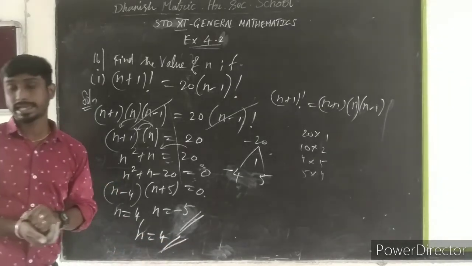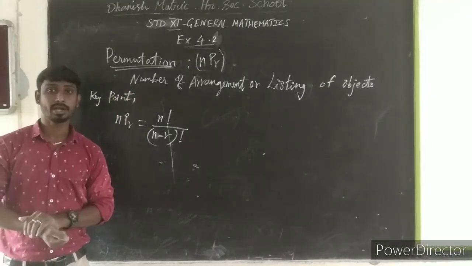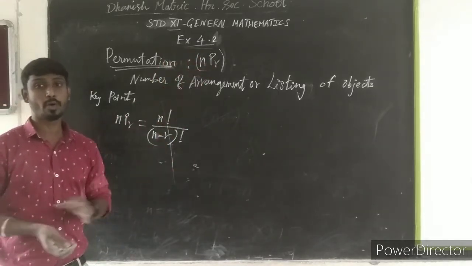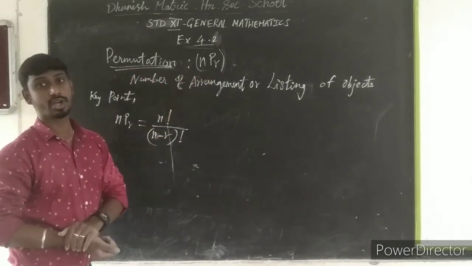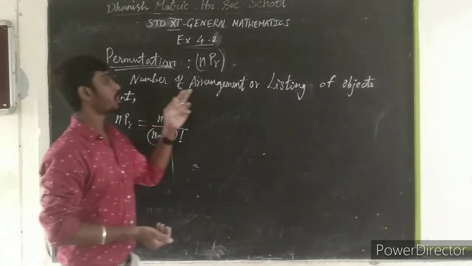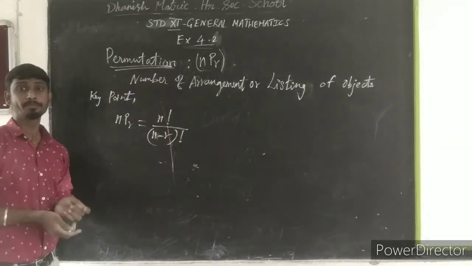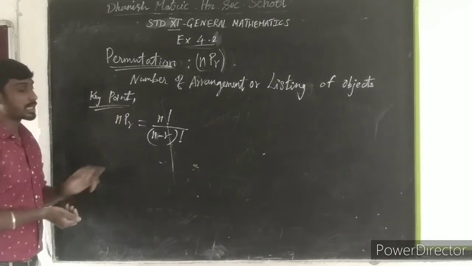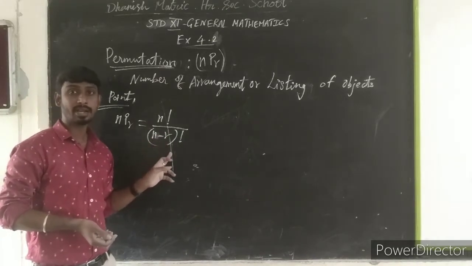Okay. So the second sum is next. In exercise 4.1 we completed the factorial type of sums. Now in exercise 4.2 we are going to see the permutation type of sums. Permutation means nPr, the short form of permutation. So what is meant by permutation? The number of arrangements and listing of objects is called the permutation. The key point for permutation is nPr equal to n factorial divided by (n minus r) factorial.